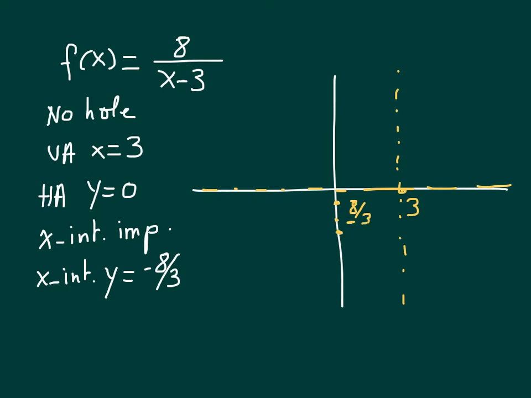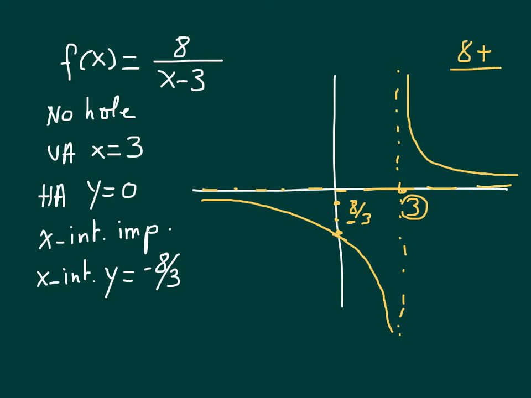So that means by making an educated guess, I'm just going to go here. And on this side, I just have to choose the top because any number bigger than 3, if you plug it into the function, let's say you plug in 10, 8 is positive. 10 minus 3 is positive. Positive divided by positive is a positive.